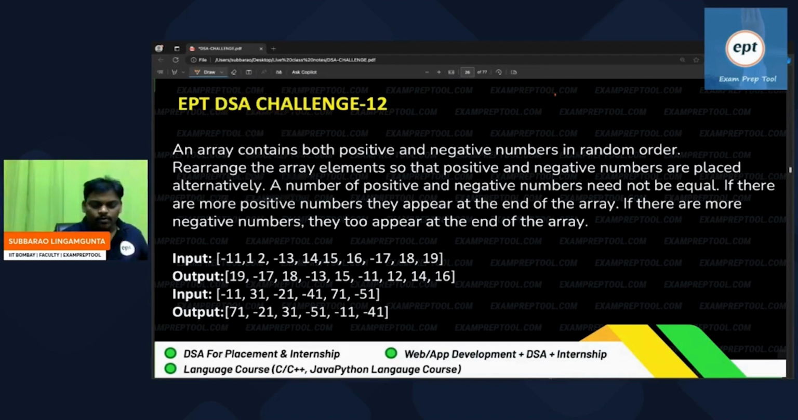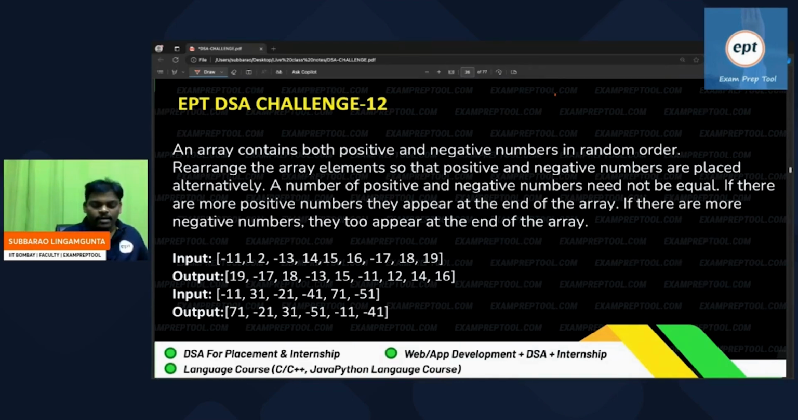Let's see the problem. An array contains both positive and negative numbers in random order. Rearrange the array so that positive and negative numbers are placed alternatively.